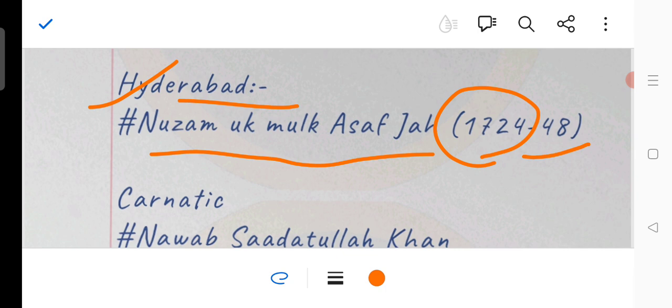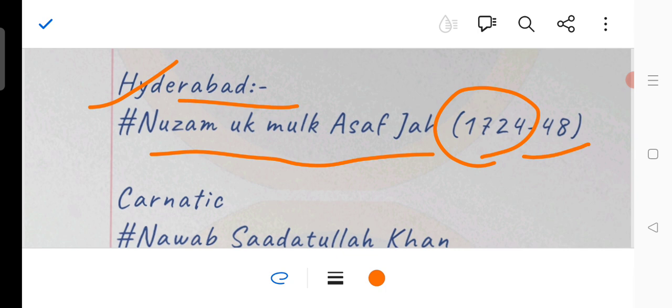The War of Succession happened in 1748. After the death of Nizam ul Mulk Asaf Jah in 1748, a bloody war of succession followed between Nasir Jung and Muzaffar Jung, who was his grandson. So they both, his son Nasir Jung and grandson Muzaffar Jung, fought among themselves for gaining power.